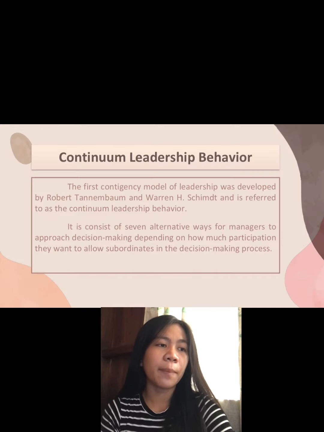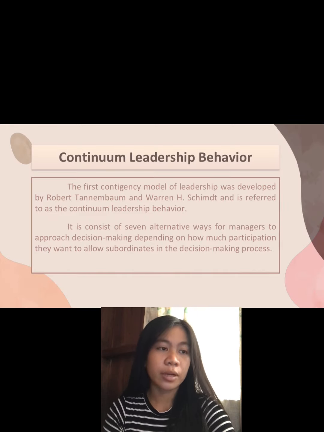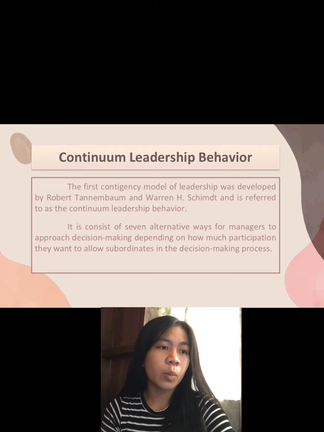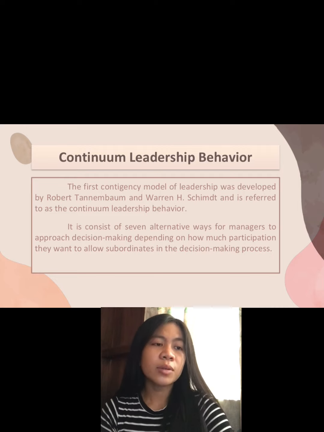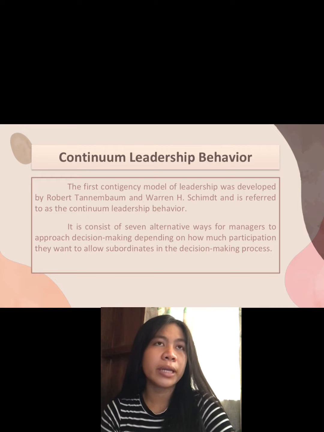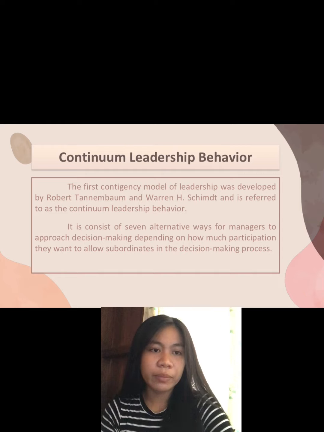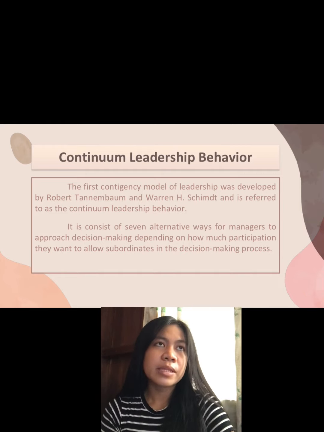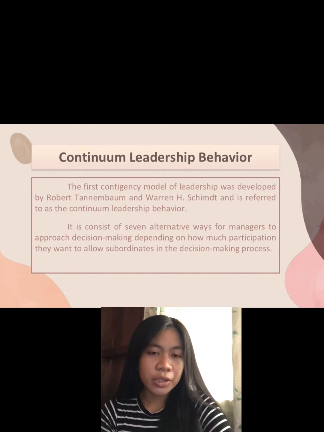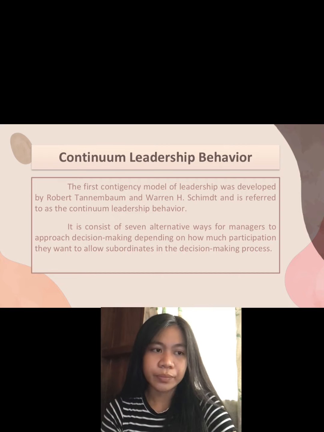But first, let's talk about Continuum Leadership Behavior. It is developed by Robert Tannenbaum and Warren H. Schmid. It consists of 7 alternative ways for managers to approach decision-making depending on how much participation they want to allow subordinates in the decision-making process. So basically, we have to remind ourselves that not all the times we have to accept suggestions coming from the subordinates, because there are times that only the decision of the manager is relevant in the situation.